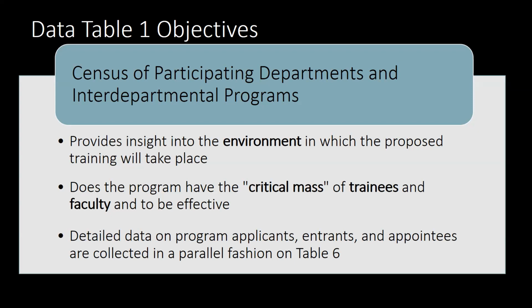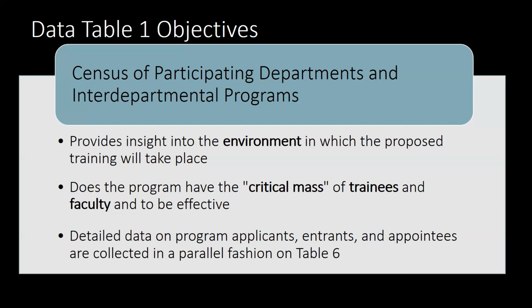And those that are appointed to your training grant. This directly correlates to data table 1, because if you're listing pharmacology, physics, and chemistry in data table 1, those are the statistics you're going to be putting in data table 6. They directly correlate with each other.